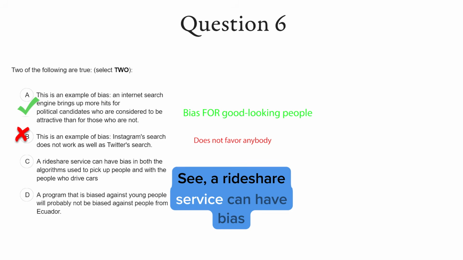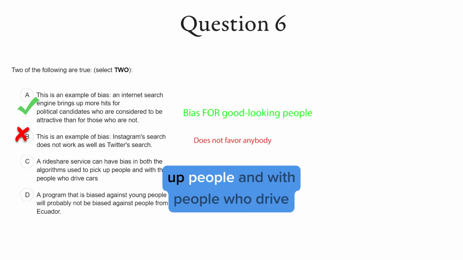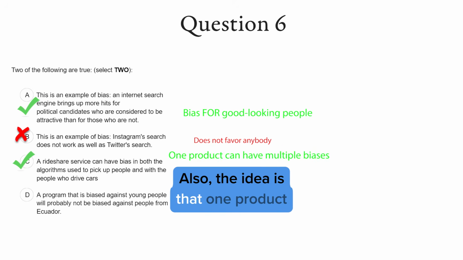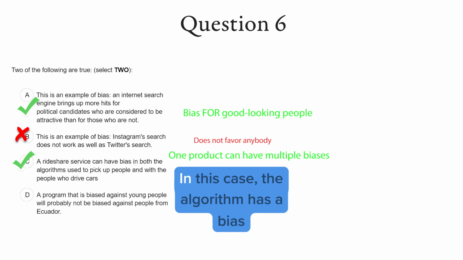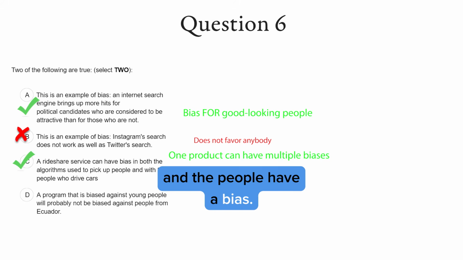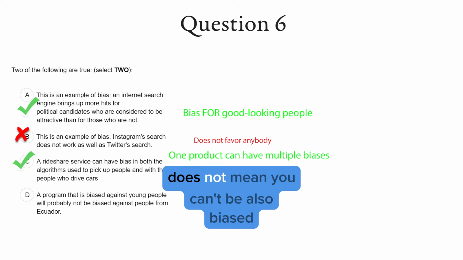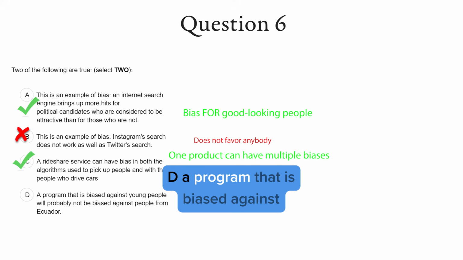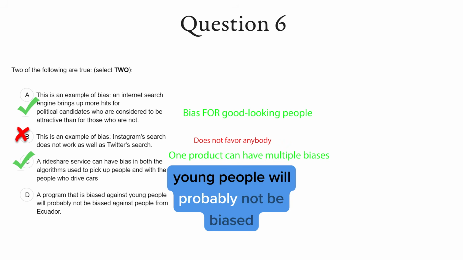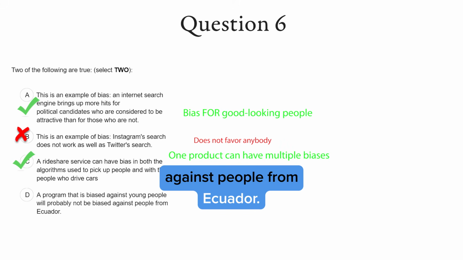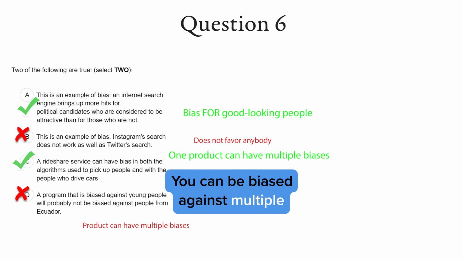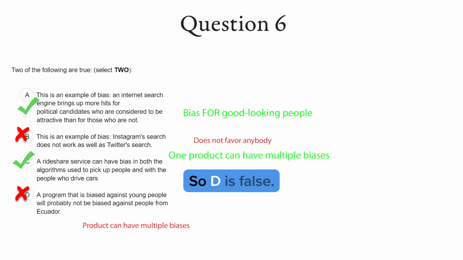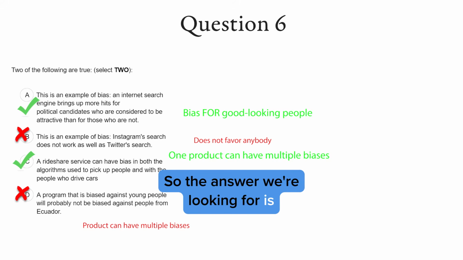C, a rideshare service can have bias in both the algorithms used to pick up people and with people who drive cars. So this is true also. The idea is that one product can have multiple biases. In this case, the algorithm has a bias and the people have a bias. Just because you're biased in one way does not mean you can't be also biased in another way. So C is true. D, a program that is biased against young people will probably not be biased against people from Ecuador. So same concepts, you can be biased against multiple people. This might be biased against young people and people from Ecuador. So D is false. So the answer we're looking for is B and D.